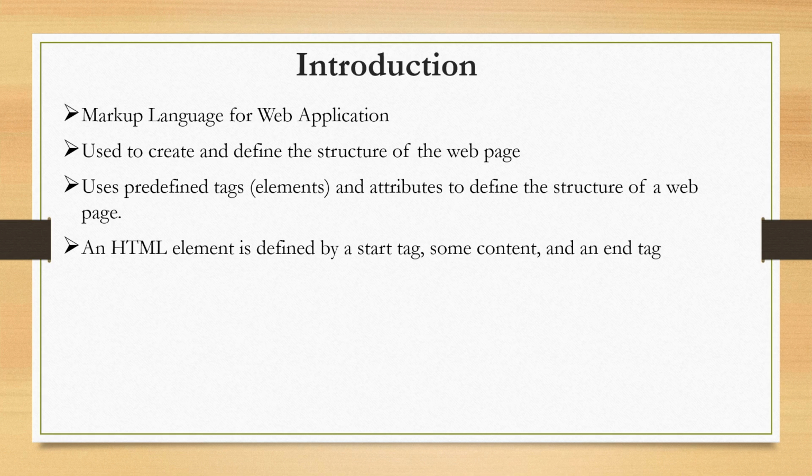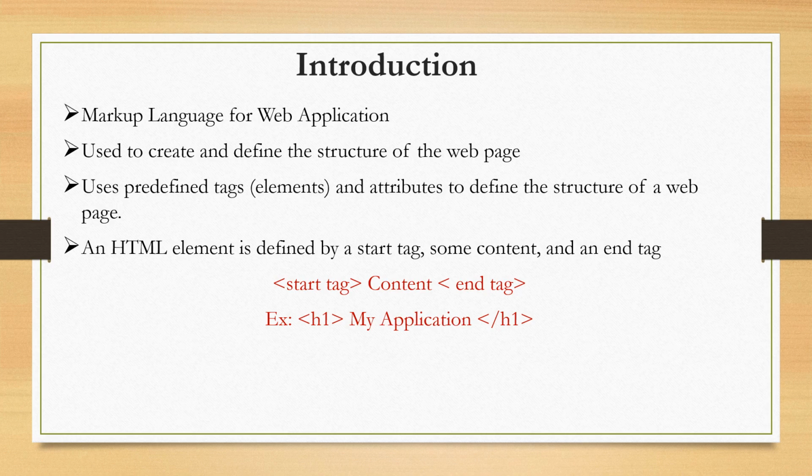For example, if we need to display the text as a paragraph, then we should use the paragraph tag. Generally, an HTML element is defined by the start tag, content and end tag. The end tag is represented with a backslash. The content is displayed on the web page with heading 1 if we are using the heading tag. Here this is the start tag, this is the end tag, and here we are going to place whatever content you want, and HTML uses predefined tags.